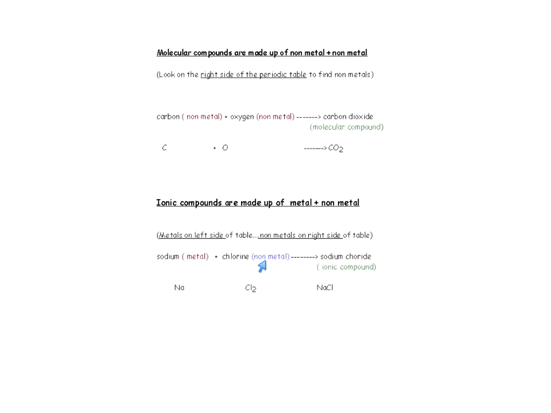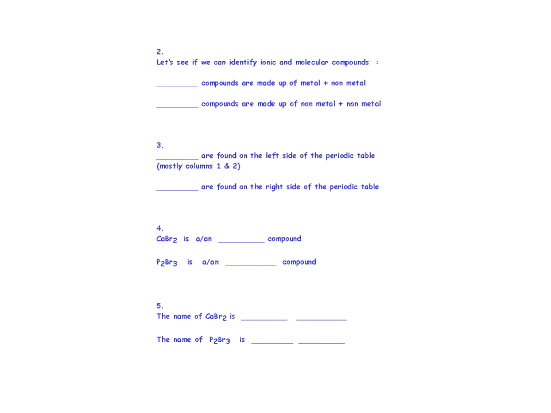Okay, does that make sense? So again, molecular: nonmetal plus nonmetal, both on the right-hand side. Ionic compound: metal on the left plus nonmetal on the right. Okay, so let's test our knowledge of some of this stuff. What kind of compounds are made of metal plus nonmetal?